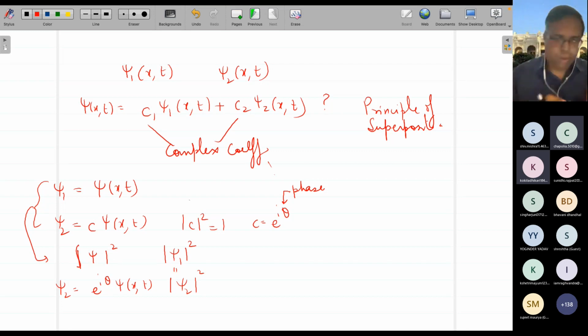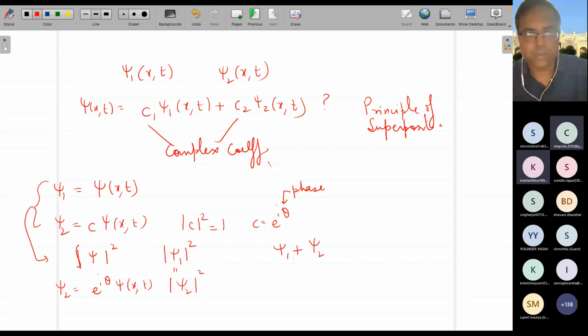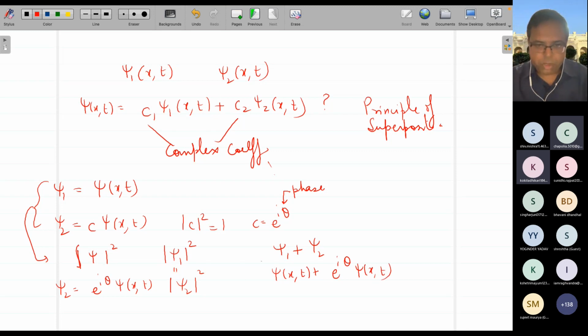Okay, I am not going to dwell on this topic further, but please see that even though psi1 and psi2 are physically indistinguishable, if I make a state like psi1 plus psi2, where you have psi(x,t) plus e^(i theta) times psi(x,t), then if you take mod square, this e^(i theta) will not disappear, or the phase will not disappear, and this will give you the famous double slit interference pattern.